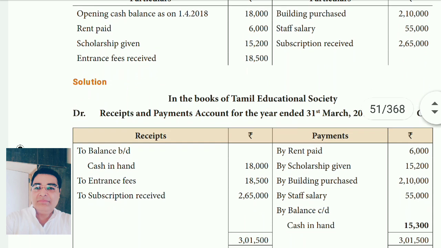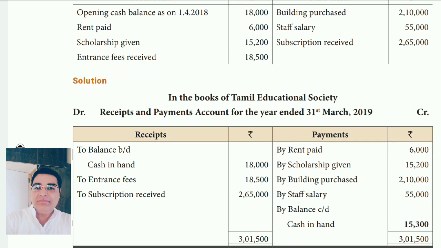Next one, see here, scholarship given. Scholarship given means payment. So, By scholarship given 15,200. And entrance fees received. Received means receipt. So debit side, To entrance fees received 18,500.